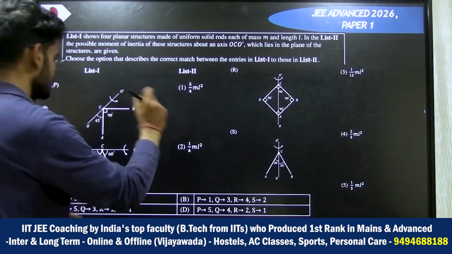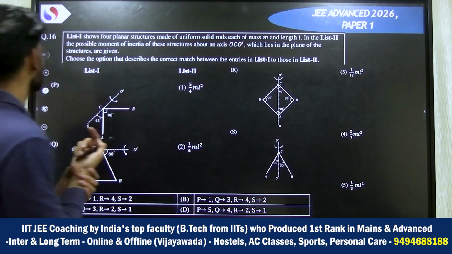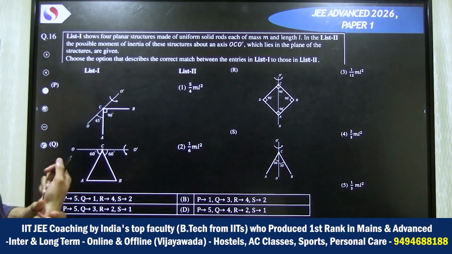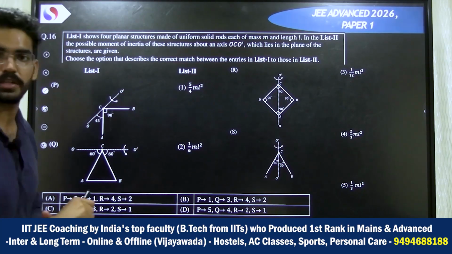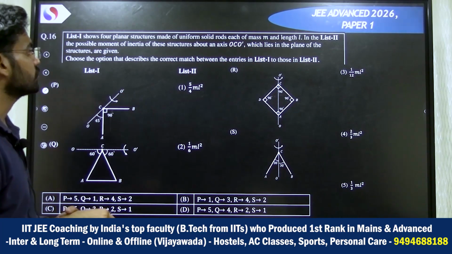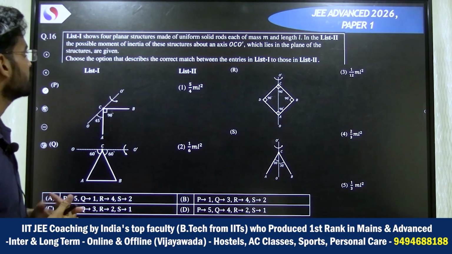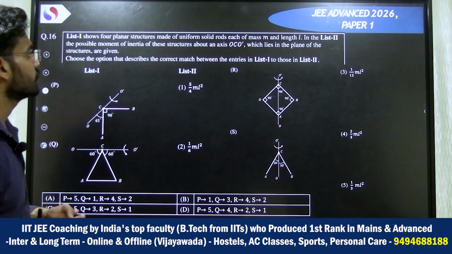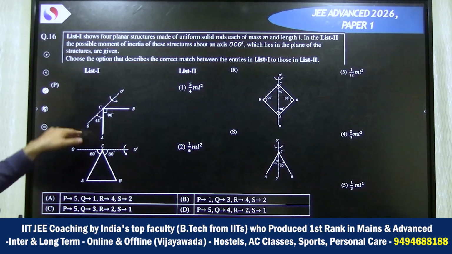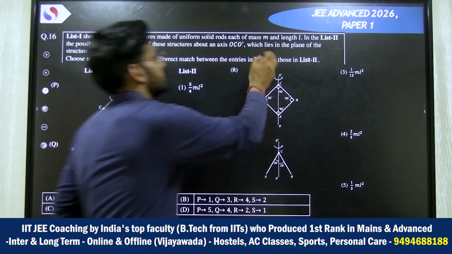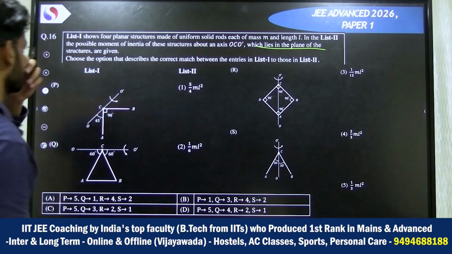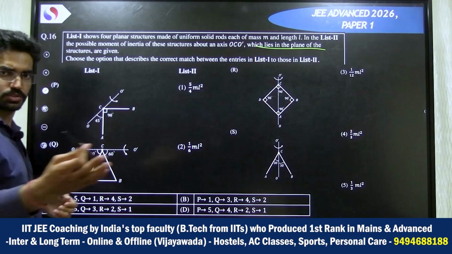Next, the easiest question of this paper, one of the easiest. See, list 1 shows 4 planar structures made of uniform solid rods, each of mass m and length L. Each rod is mass m, length L. In list 2 are possible moments of inertia of this structure about the axis OCO dash, which lies in the plane, as he mentioned here. If you remember, this question is in the notes.